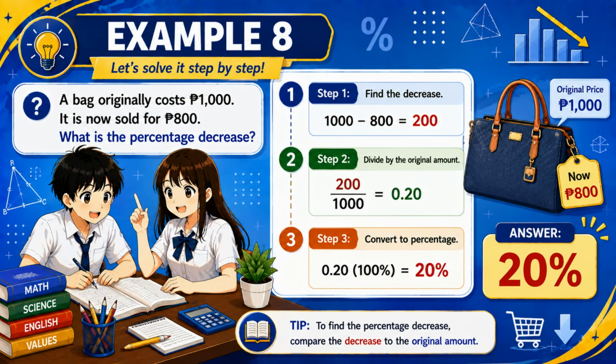A bag originally costs 1,000 pesos. It is now sold for 800 pesos. What is the percentage decrease? Step 1. 1,000 minus 800 equals 200. Step 2. 200 divided by 1,000 equals 0.20. Step 3. 0.20 times 100% equals 20%. Answer. 20%.